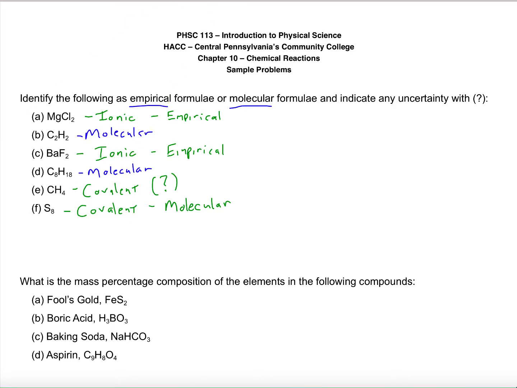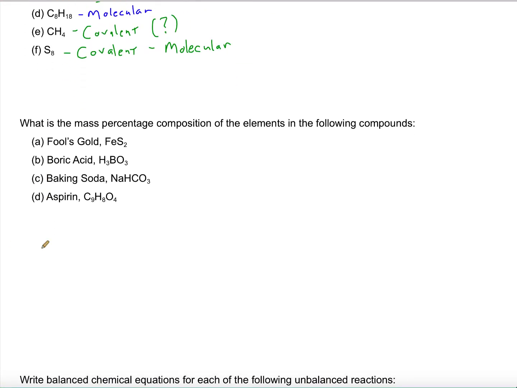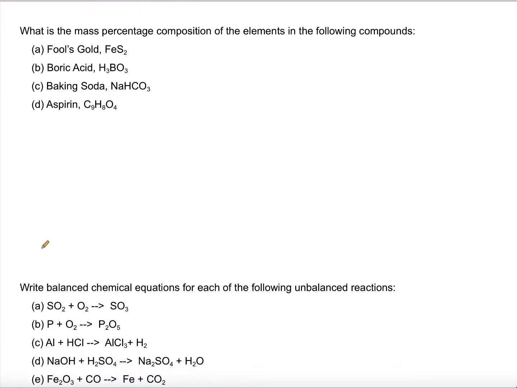So let's move on to our second question. Our second question says, what is the mass percentage composition of elements in each of the following compounds? Now, this is going to require a calculation in each case. So let's start off with the first one here. A is fool's gold, which has iron and sulfur. Now, the first step is to find out what the atomic mass is of each of these.